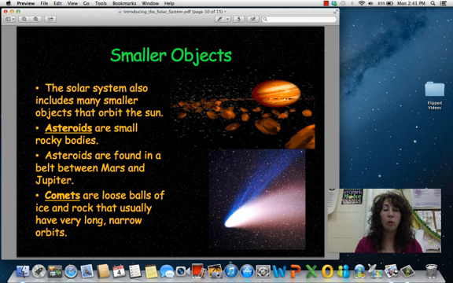There are asteroids, which are small rocky bodies. Most of the asteroids can be found between Mars and Jupiter in what is known as the asteroid belt, or they can be seen flying past Earth on occasion. We also have comets, which are just basically big, chunky snowballs. They have very long, narrow orbits.